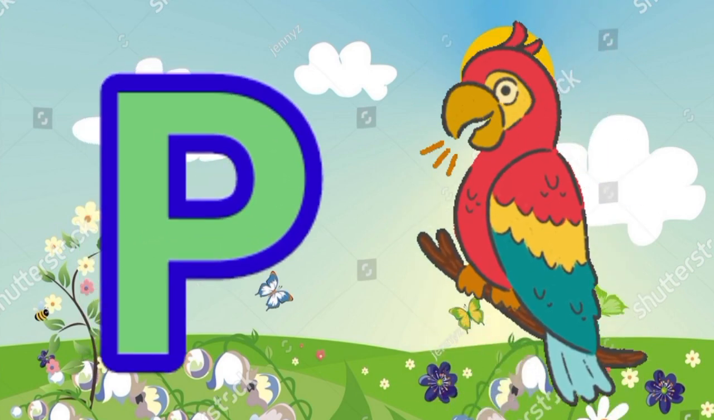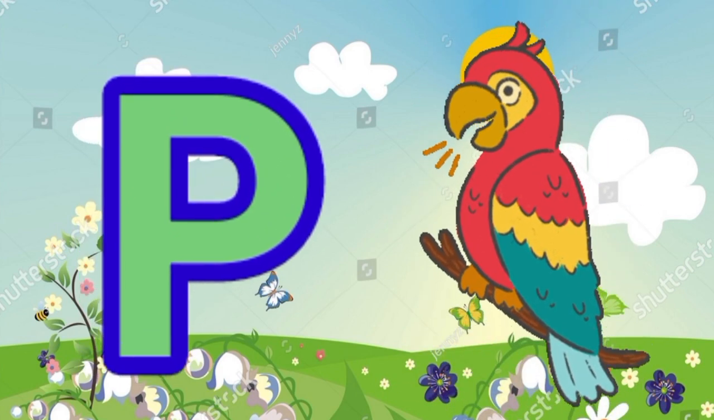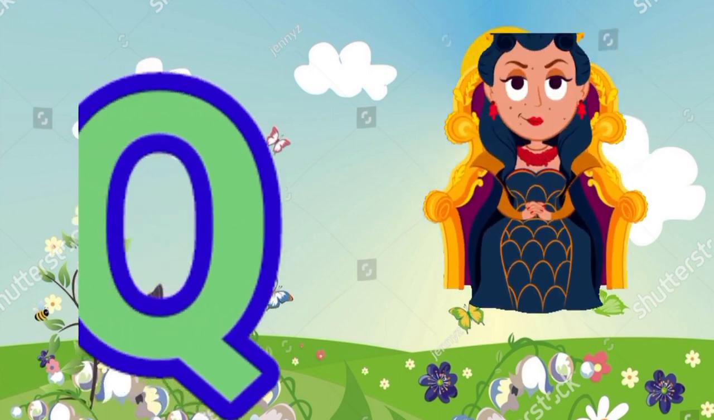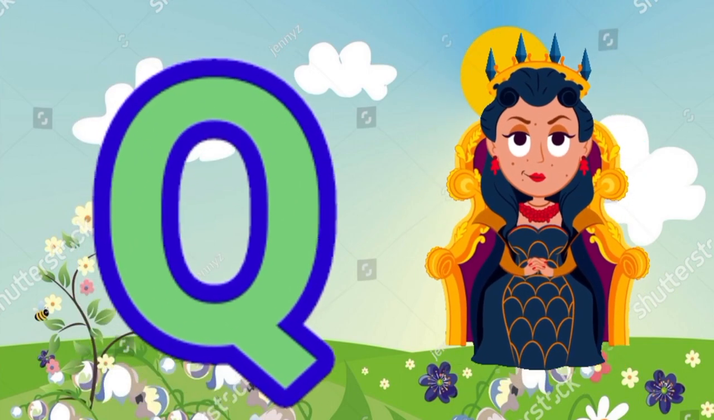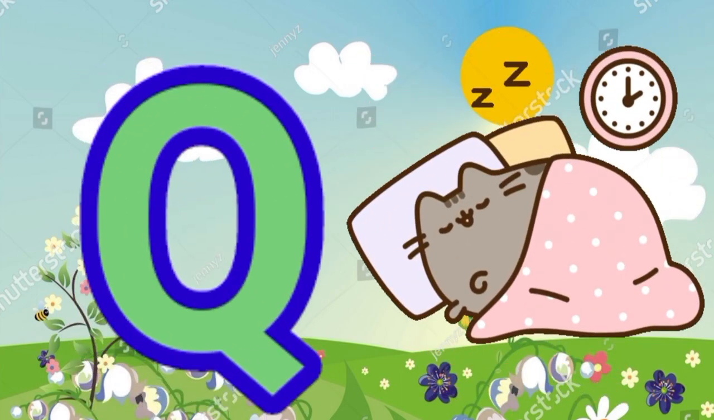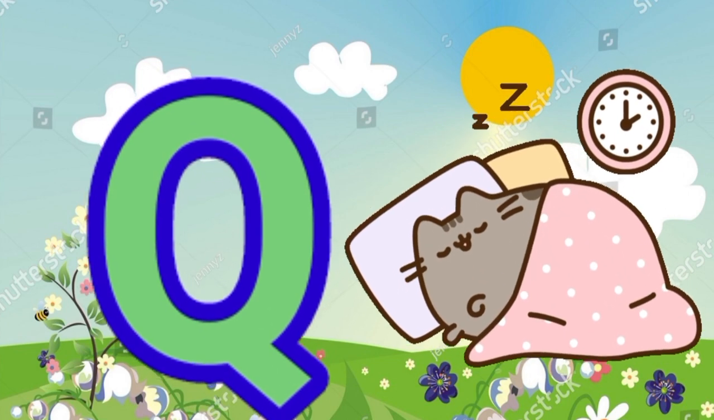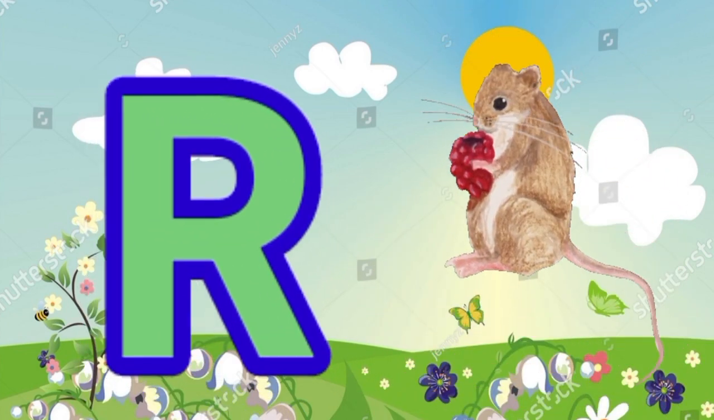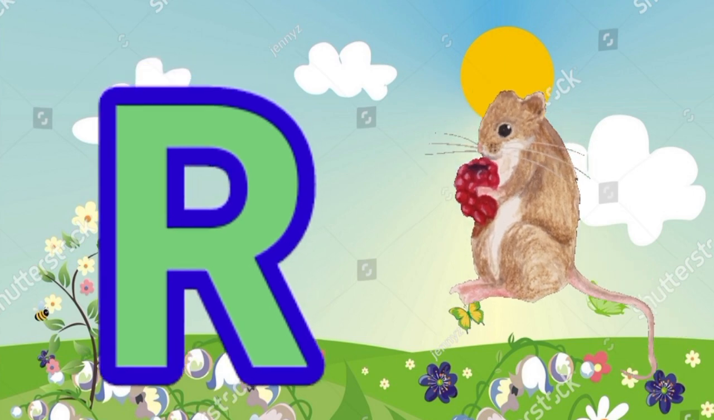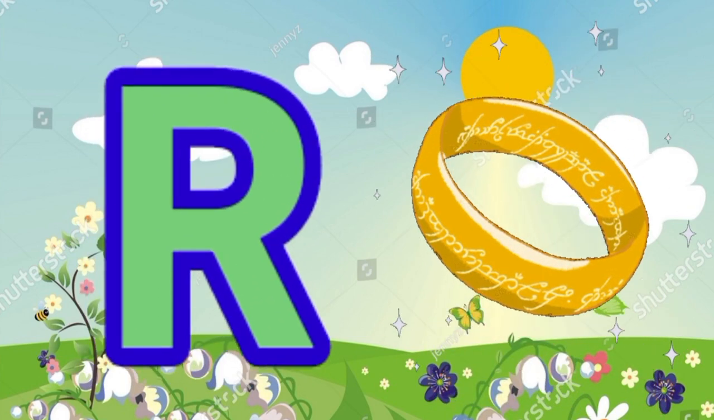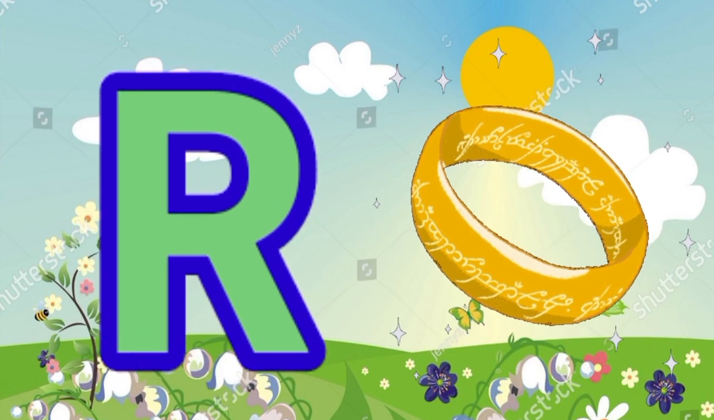P for parrot. Q for queen. Q for quilt. R for rat. R for ring.